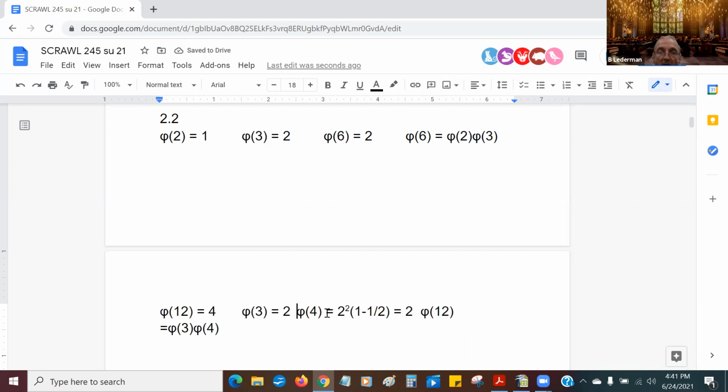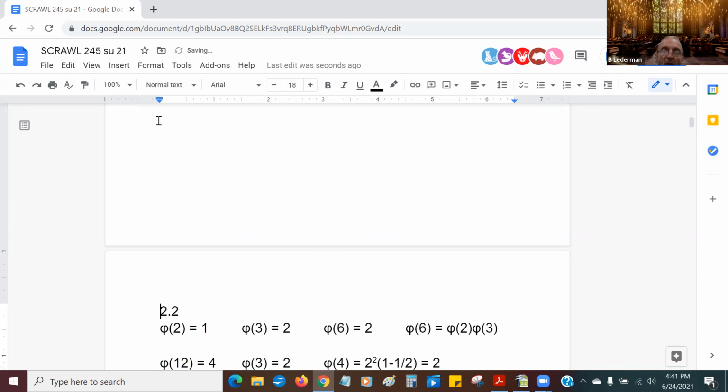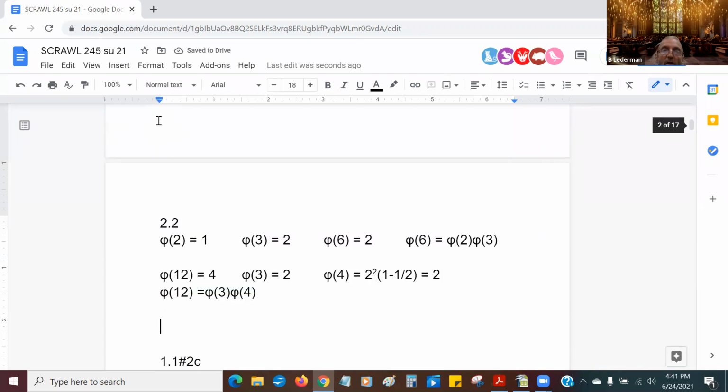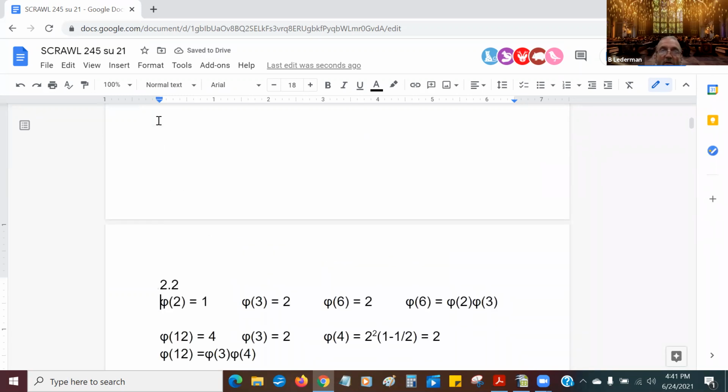I want to make it fit. No, it's not going to fit. All right, so let's put that on the next line. So phi of 12 is equal to phi of 3 times phi of 4. Again, this is what that theorem is saying.